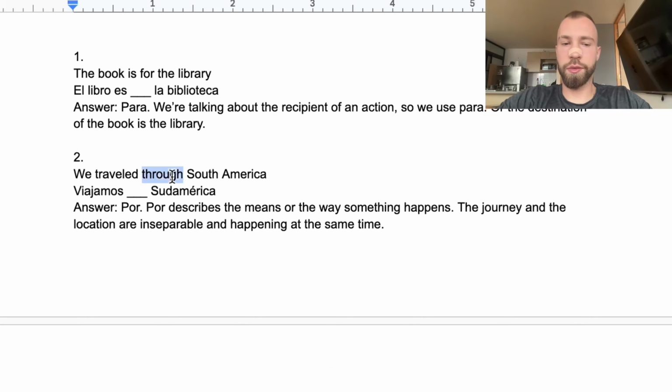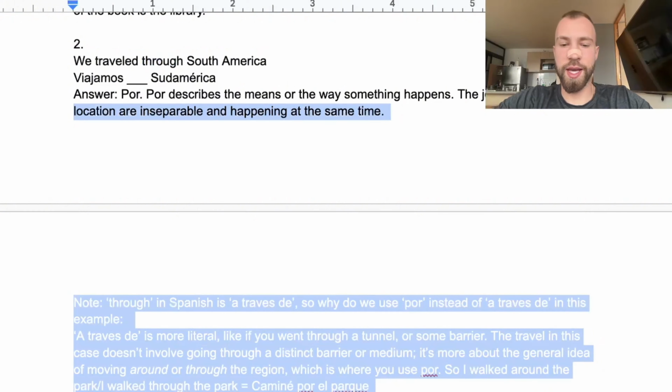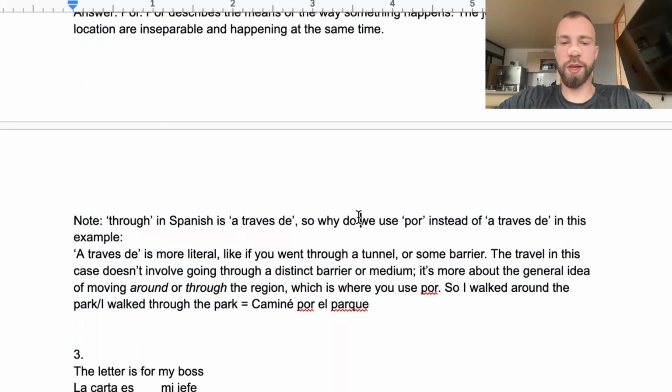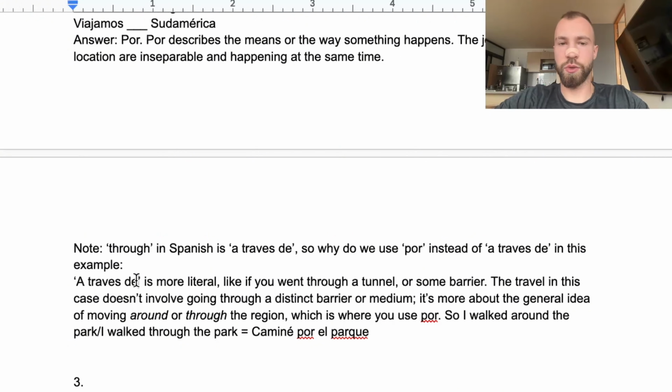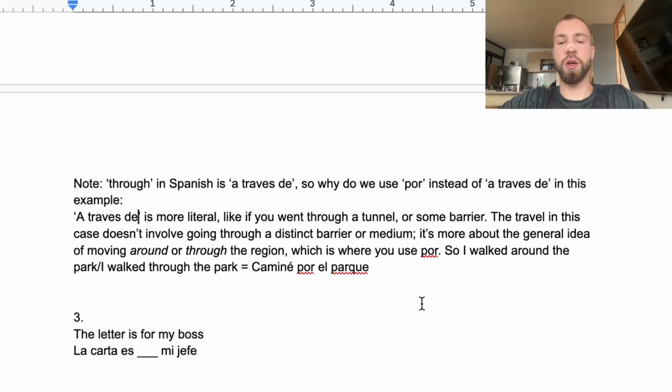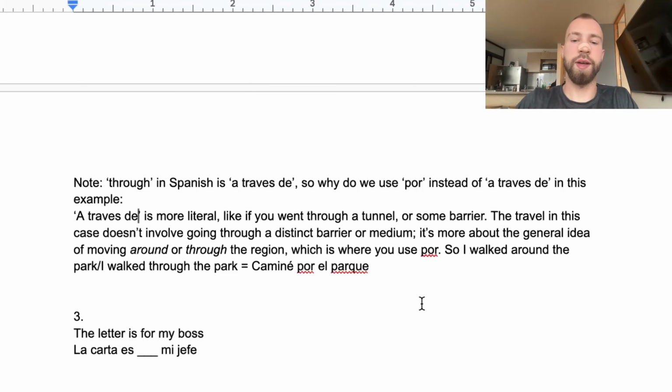Now, the word through in Spanish is also a través de. You might be thinking, why are we using por instead of a través de? Why wouldn't you say viajamos a través de Sudamérica? The reason is because a través de, which is through, is more literal. If you went through a tunnel or some sort of physical barrier, you would say a través de. But the travel in this case doesn't involve going through a distinct barrier or medium. It's more about the general idea of moving around or through the region.